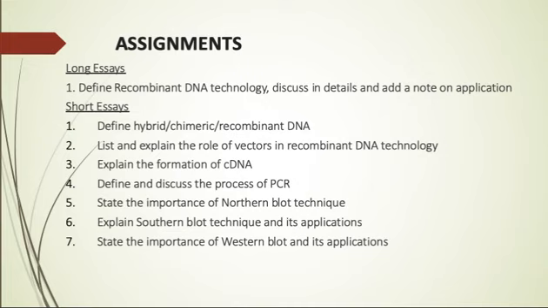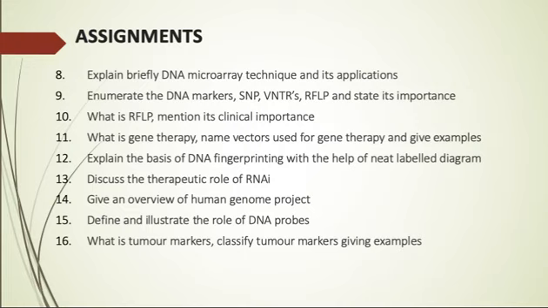For most of these processes, please see to it that you write the theory and also draw the diagram, right? Then explain briefly the DNA microarray technique and its applications, enumerate the DNA markers, SNP, VNTRs, RFLP and state its importance. What is RFLP? Mention its clinical importance. What is gene therapy? Name vectors used for gene therapy and give examples. Explain the basis of DNA fingerprinting with the help of a neat labeled diagram.